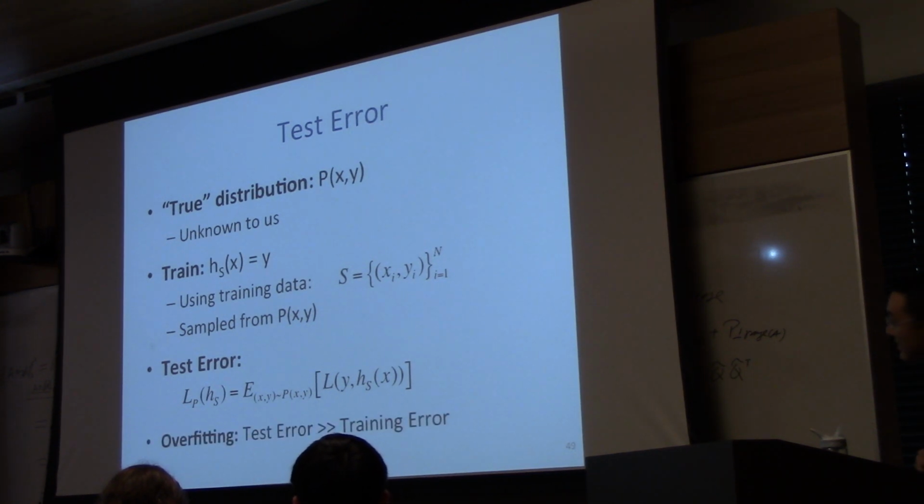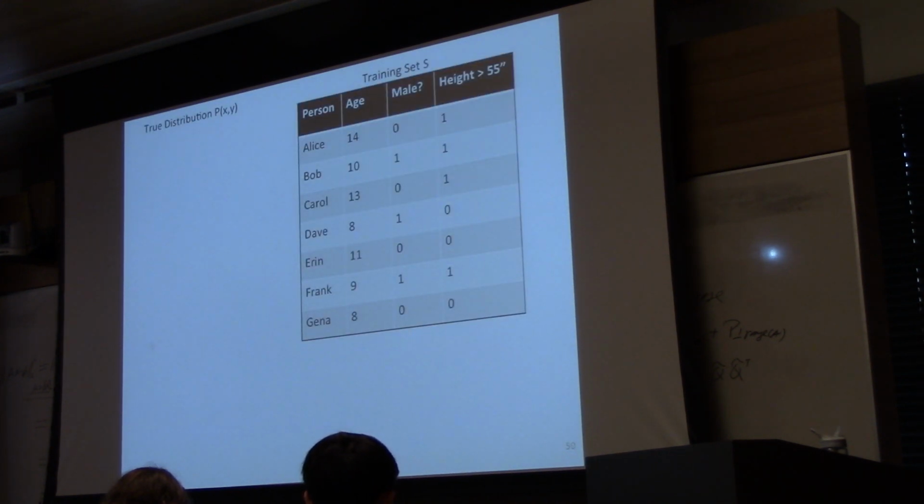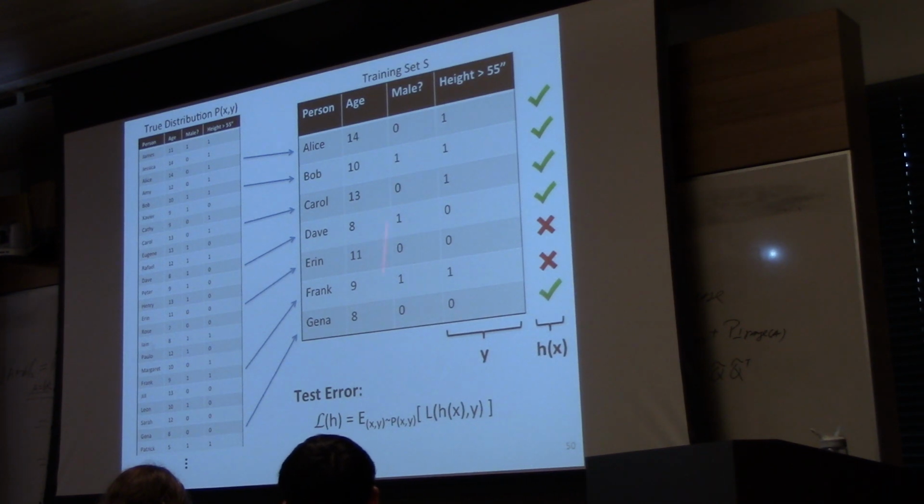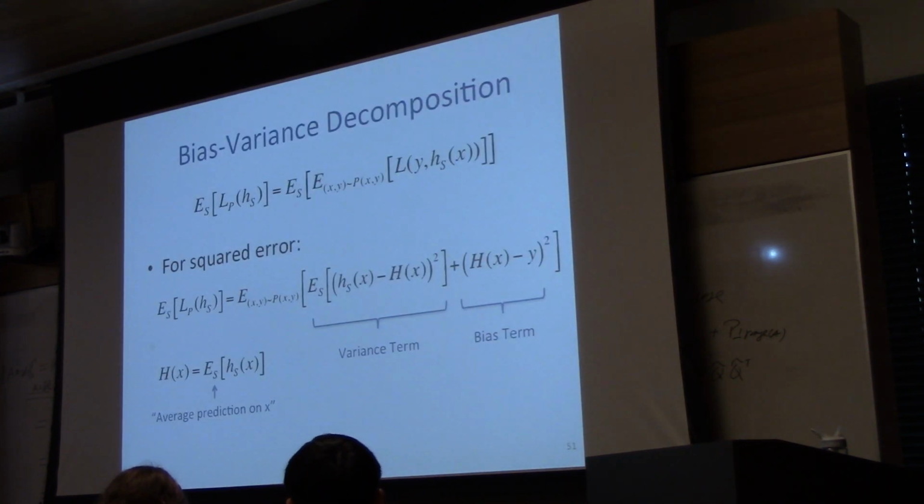Overfitting is the case when test error is much higher than training error, so this is much higher than the error induced by averaging over the finite training set. Okay, imagine this is the true test distribution. This is our finite training set sampled from this distribution, and we train a model that gets these correct and these incorrect, and we want to ask, what is the test error of this model?